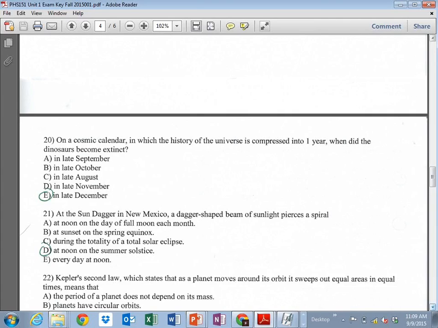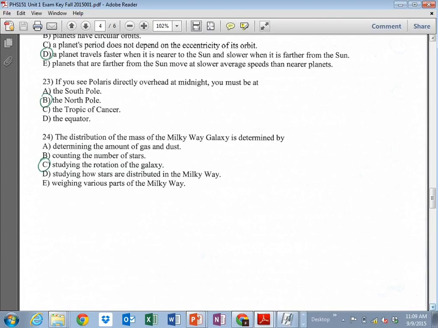Question 22, Kepler's second law states that a planet moving around its orbit sweeps out equal areas in equal amounts of time. That basically means that D, a planet will move fastest at what we call perihelion, when it's near the sun, and slower when it's at aphelion, farther from the sun.